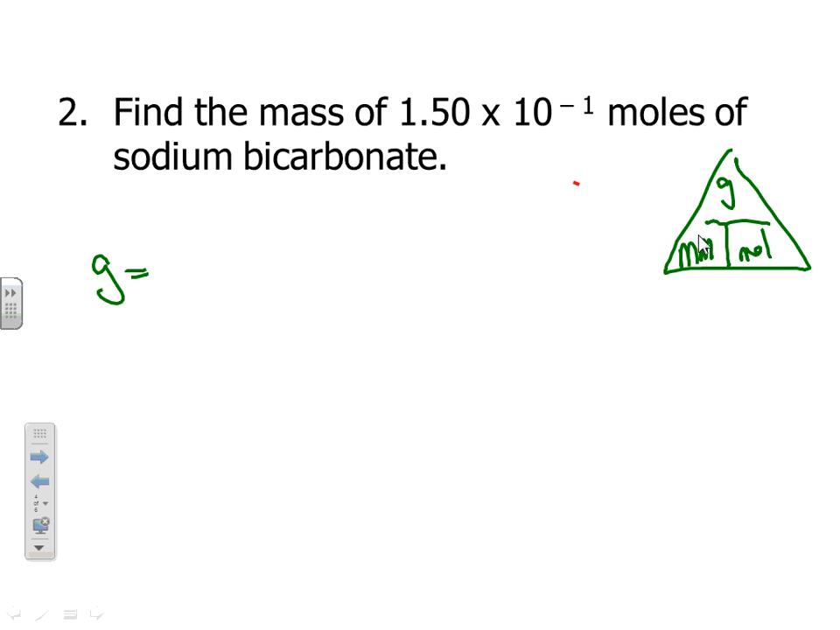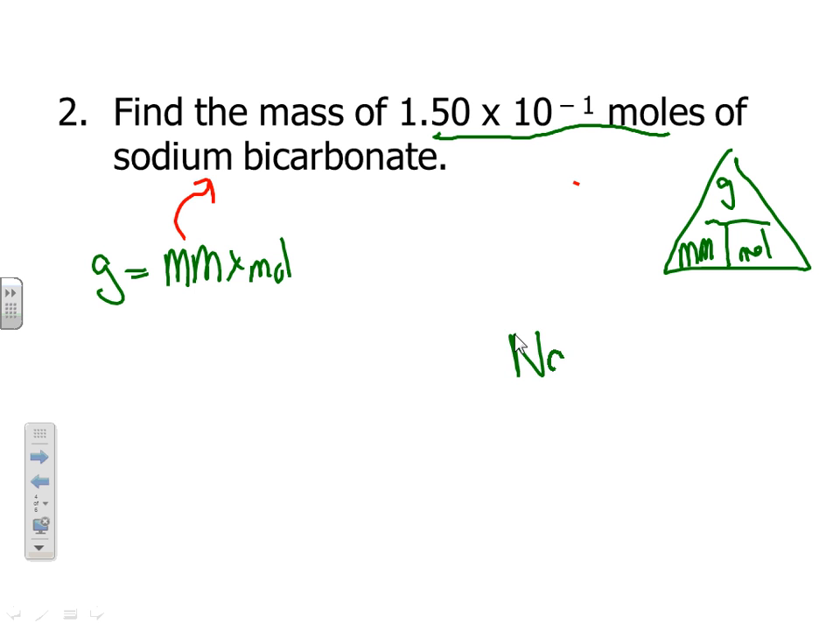This time, I multiply them together. They're beside each other, remember? Molar mass times moles. Notice I'm given the number of moles, and I need the molar mass. I have to go to the formula.